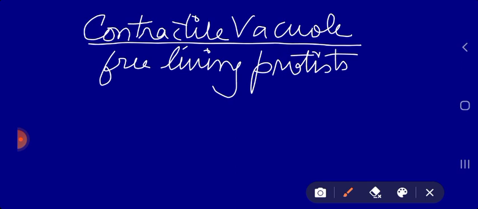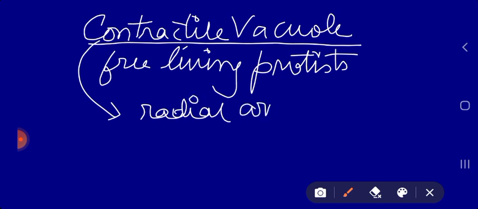Now, the contractile vacuole is a part of the contractile vacuole complex, which includes your radial arms and spongiome. So the contractile vacuole actually consists of what? Radial arms, and it also consists of spongiome.